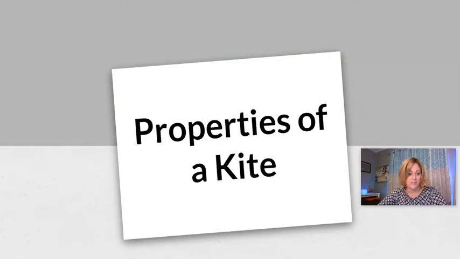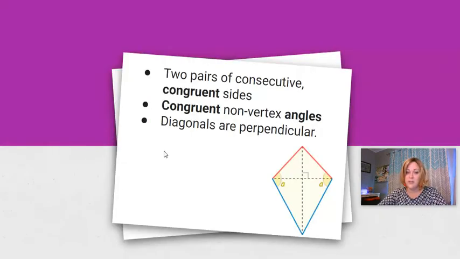A kite. Also a 4-sided figure. That's what we're really hitting hard on in 4-sided figures at the beginning here. Properties of a kite are that 2 pairs of consecutive sides are congruent. So these 2 sides are congruent, these 2 sides are congruent.